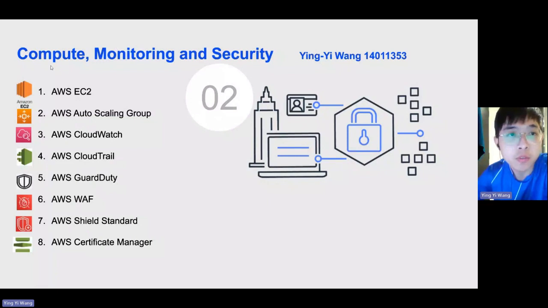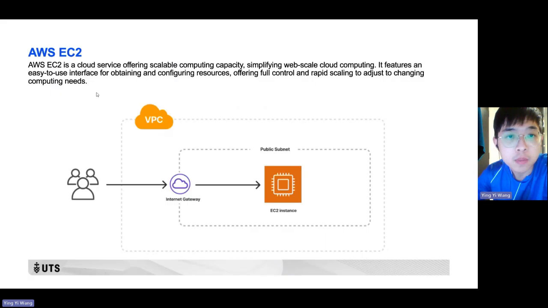I'm Ingyi Wang, and I'm going to present the part on compute, monitoring, and security, and there are 8 sections here. First of all, it's AWS EC2, a cloud service offering scalable computing capacity and simplifying web-scale cloud computing. As you can see, the users go through the internet gateway and inside the public subnet to the EC2 instances, and we can set different EC2 instances here, offering full control and rapid scaling to adjust to changing computing needs.